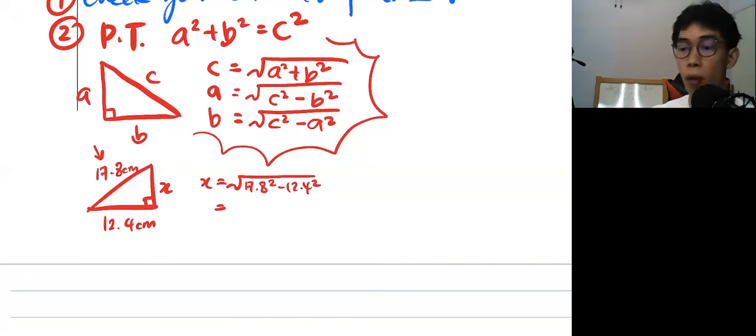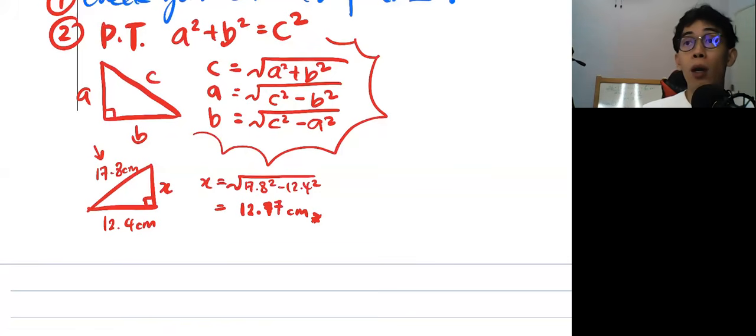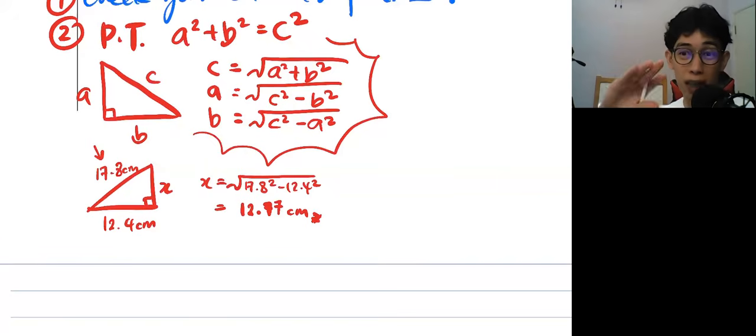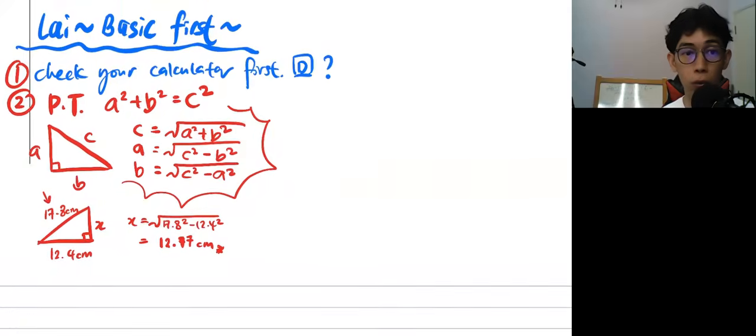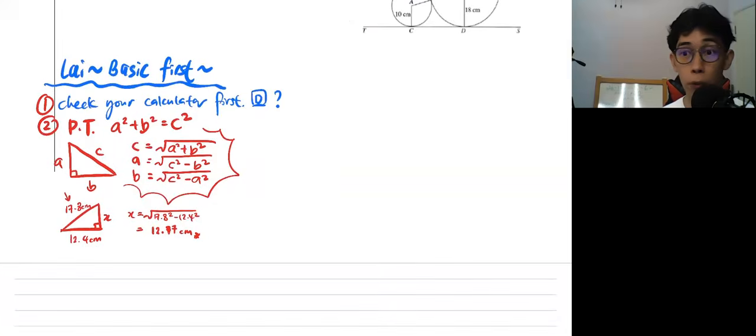So once you press your equal, make sure 2 decimal points, 12.77, because your third decimal point is 0. 2 decimal points is the minimum requirement, in cm, and that will be your answer already. Okay, can? So that will be the starting part of your Pythagoras, before we go into the trigonometry part.